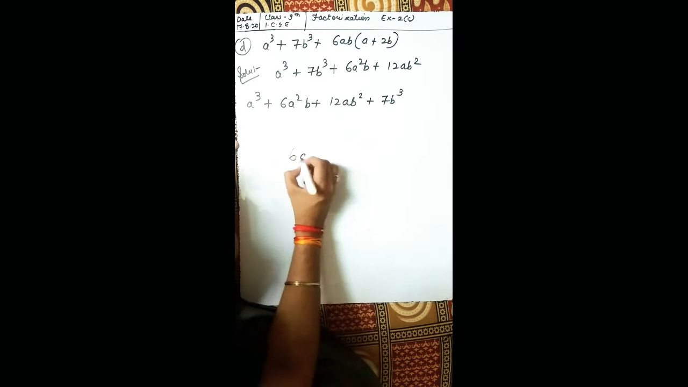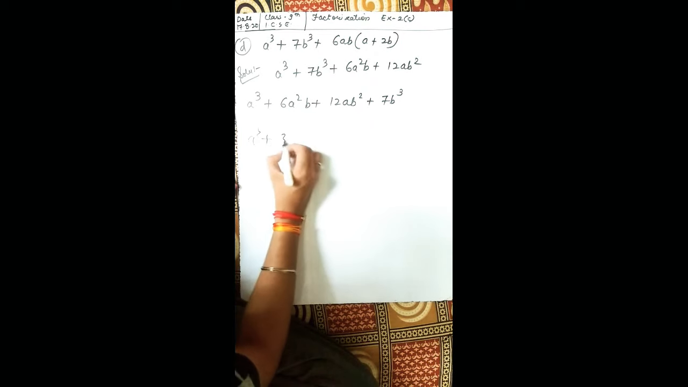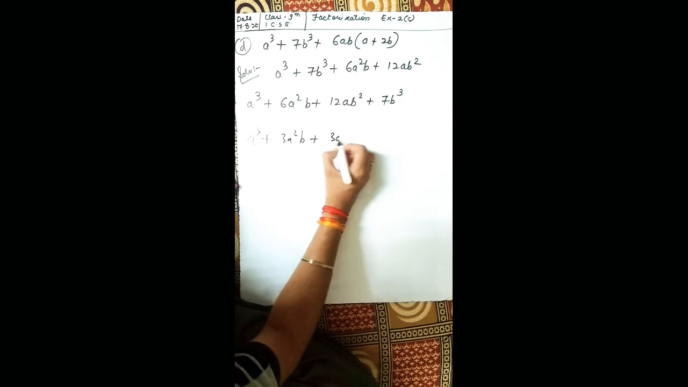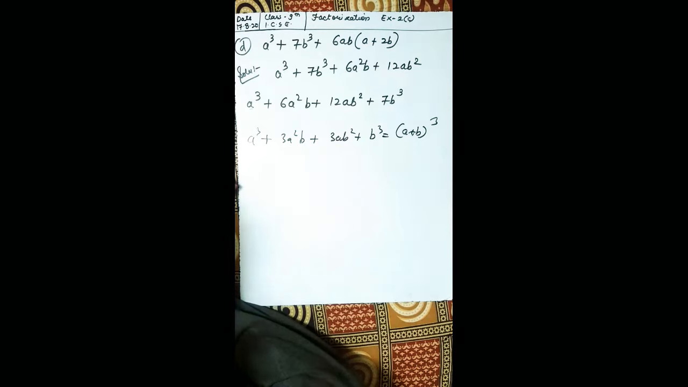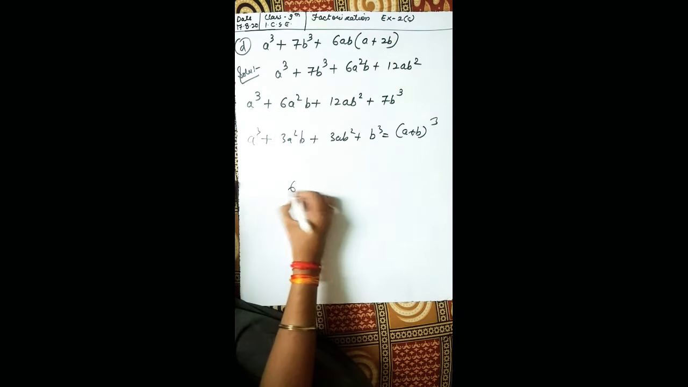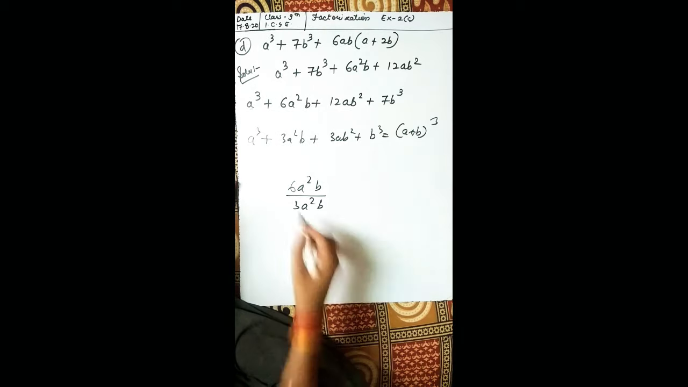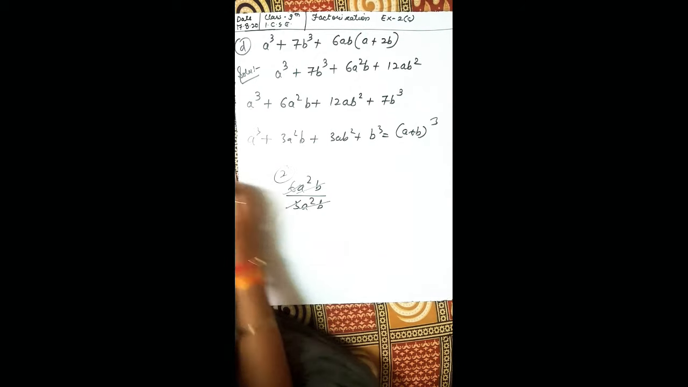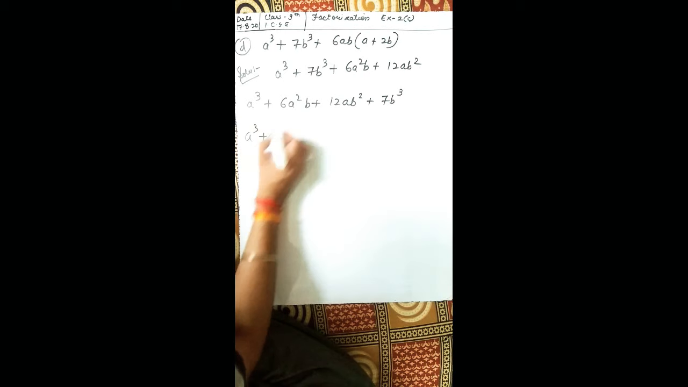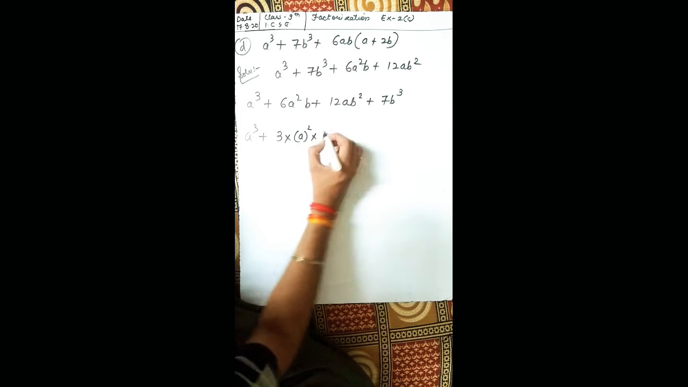So what I'm doing, as you have a cube plus 3a square b plus 3ab square plus b cube identity, which is a plus b the whole cube. So I'm dividing this with this, 6a square b upon 3a square b. So a square b to a square b, this to this, I'm getting 2 as the answer. So just understand how I'm doing. I'm writing this 6 as 3 into a square into 2b.